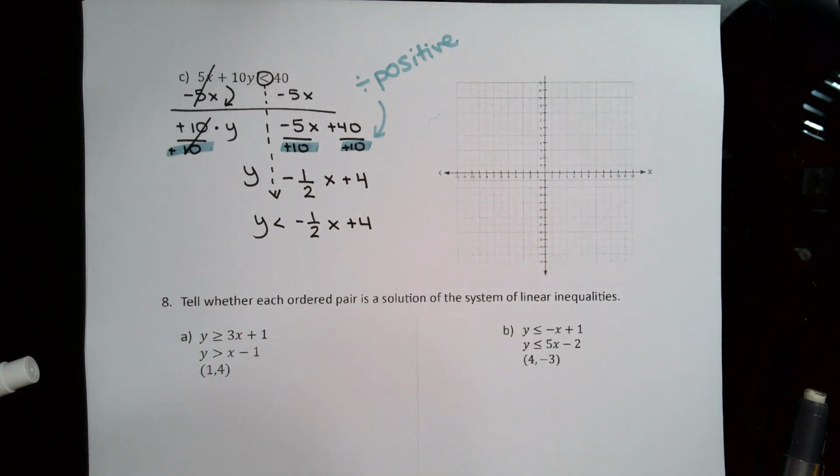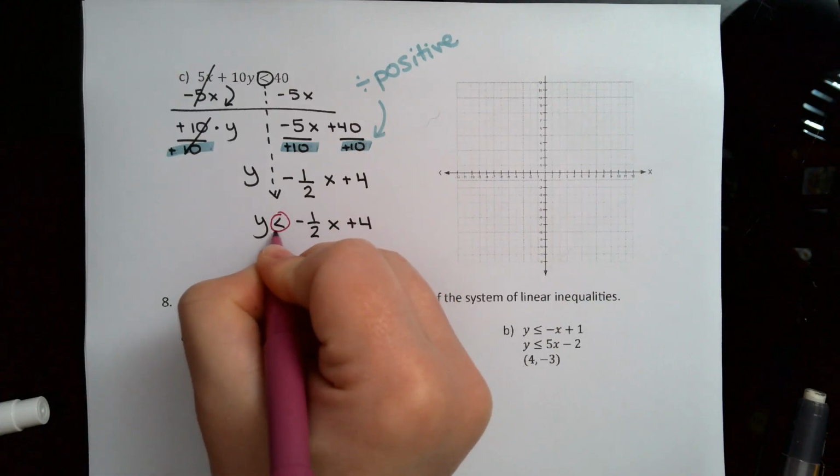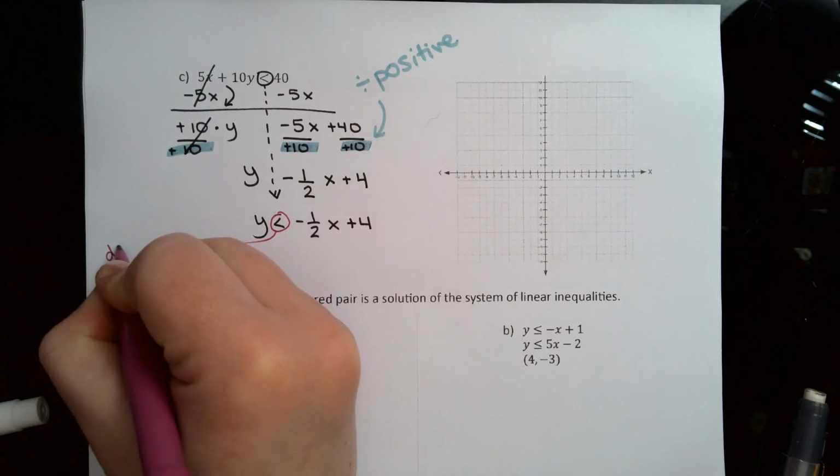We do need to determine if this is going to be a solid or a dotted line. Looking at our inequality symbol, notice there is no line underneath it, so that means this is going to be dotted or dashed.